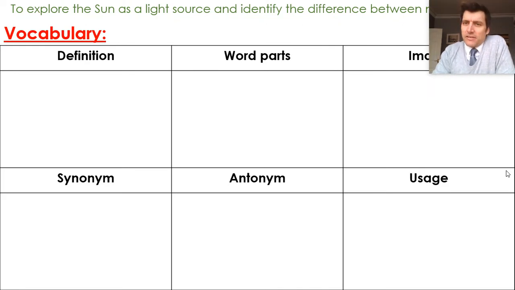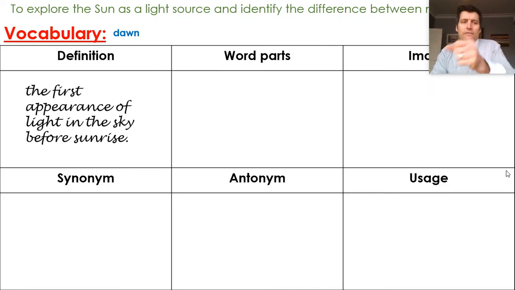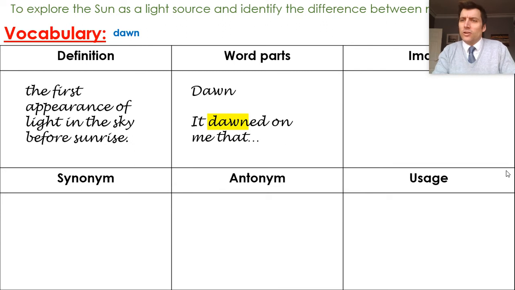If I was thinking about dawn, I think the definition is the first appearance of light in the sky before sunrise. So just before the sun pops up in the sky, that little bit of light. That's dawn. Okay, just a little bit of light. And I can see dawn linked, doesn't it, as a word? It dawned on me. So when you understand something, it dawns on you. And you go, "Ooh, I know that now. It's dawned on me." Okay.